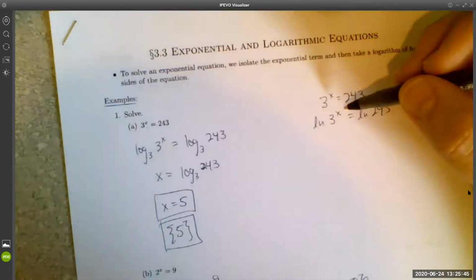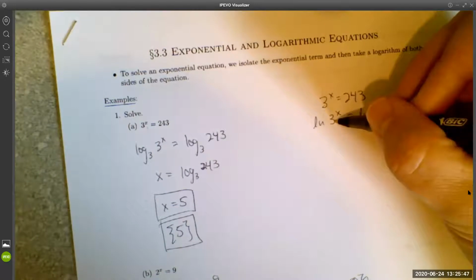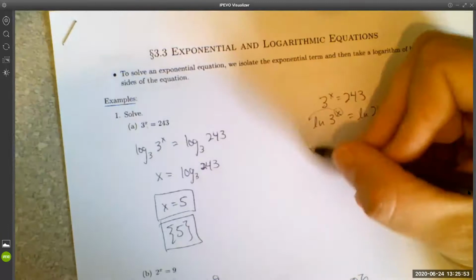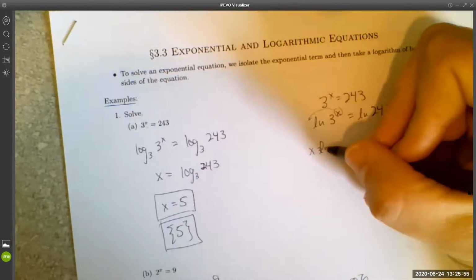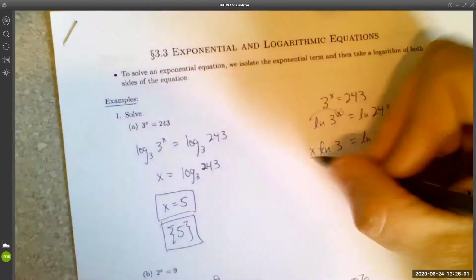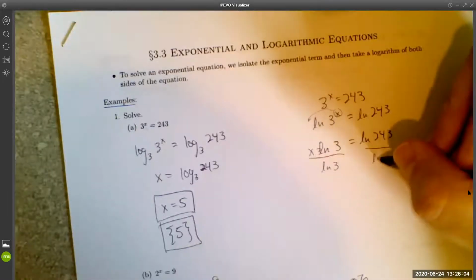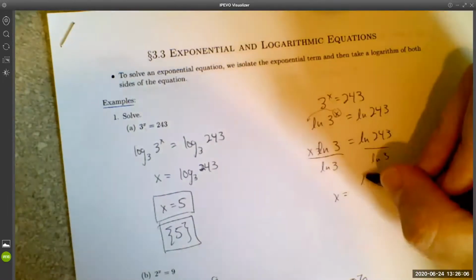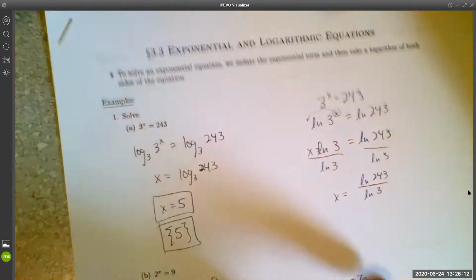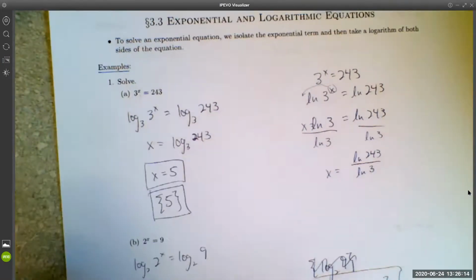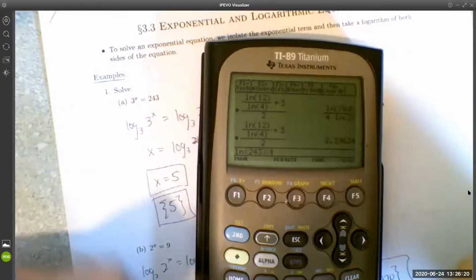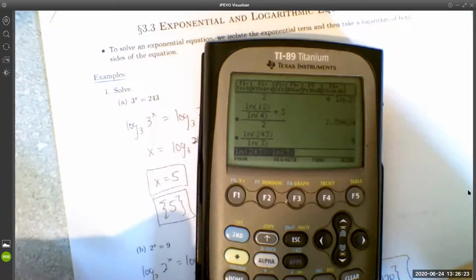The only thing you have to remember is that these things don't cancel now. What happens is you use the power rule to bring the exponent down. So you get x times the ln of 3 equals the ln of 243. And then to finish solving for x, you would have to divide by ln 3, right? So you get x equals ln 243 divided by ln 3. And if you punch that into your calculator, you're going to get 5. Right? ln 243 divided by ln 3 is 5.